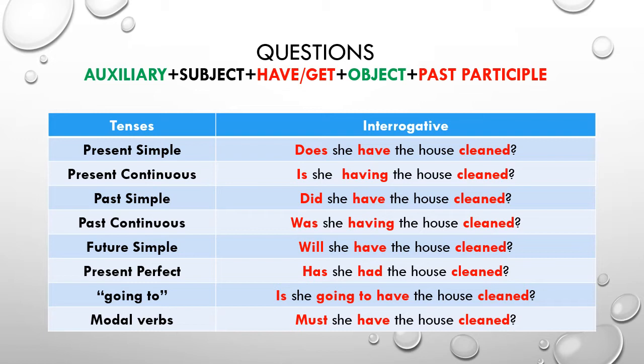Past simple. Did she have the house cleaned? Past continuous. Was she having the house cleaned? Future simple. Will she have the house cleaned? Present perfect. Has she had the house cleaned? Going to. Is she going to have the house cleaned? And with modal verbs we ask, must she have the house cleaned?